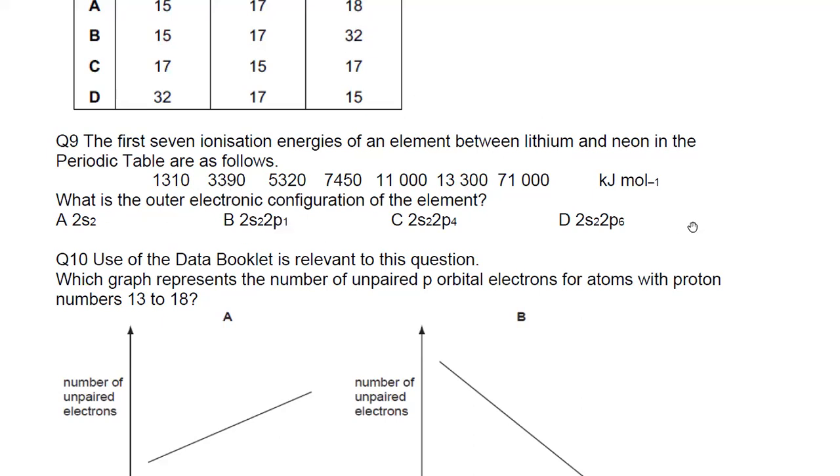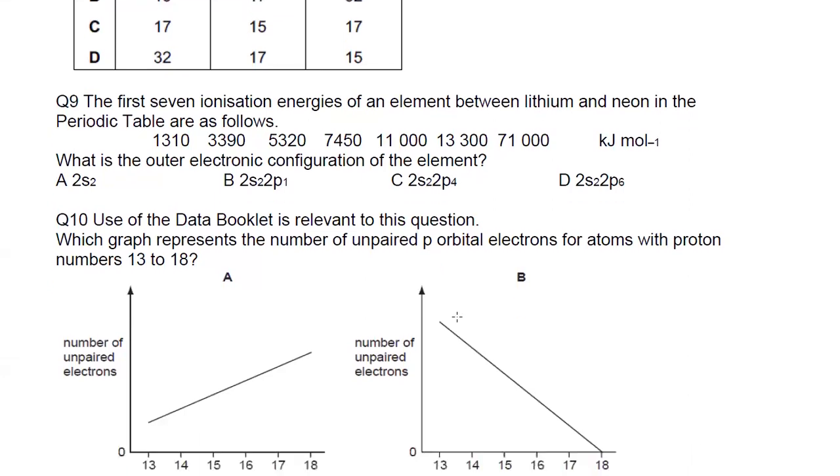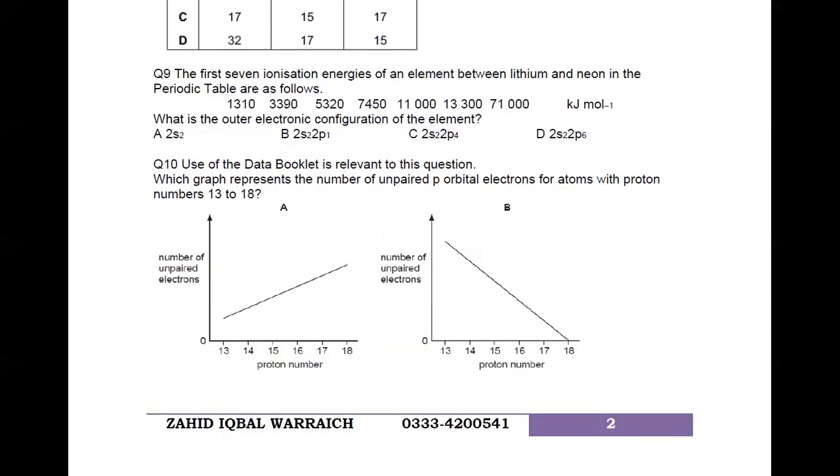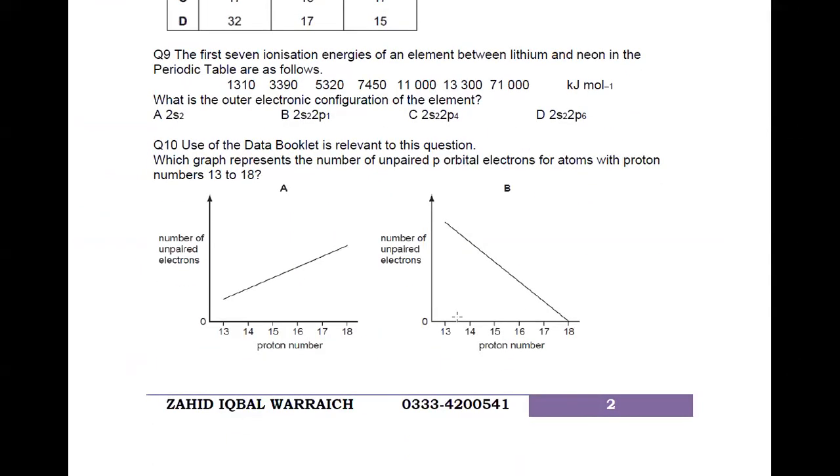So in which of these options am I getting 6 electrons? C. 4 in the p and 2 in the s. 4 plus 2 is 6. Okay. For the data booklet question, you have to use your periodic table.